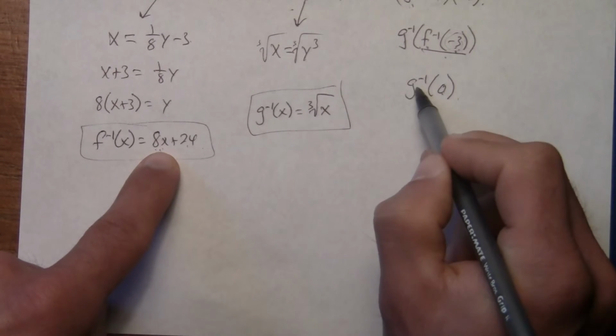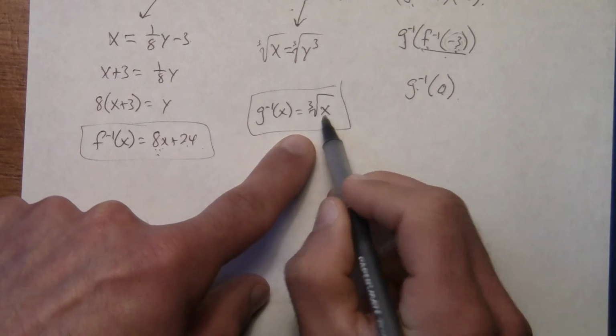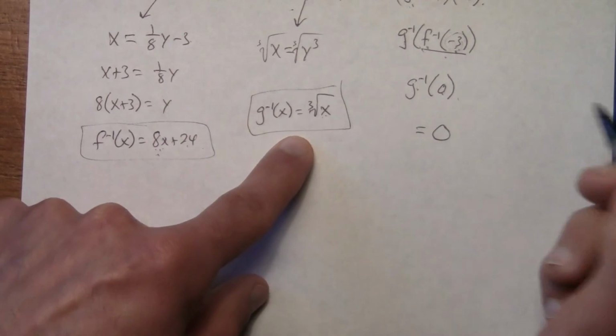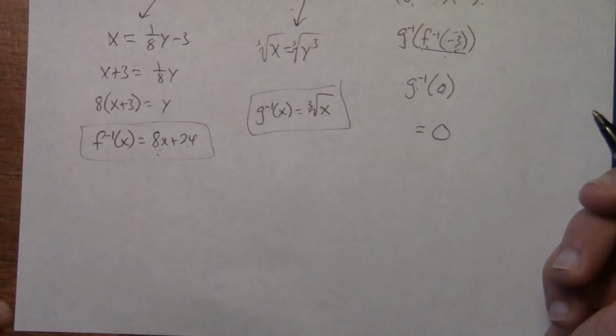Now it's going to ask me to take 0 and plug it into G inverse. Well, if I take 0 and I take the cube root of it, it's going to give me 0. And that would be my final answer. Not the only way to do that.